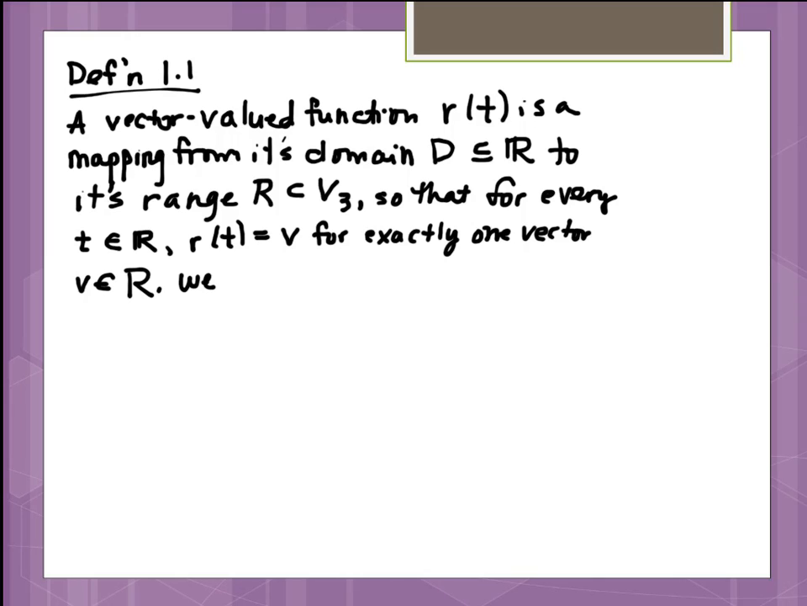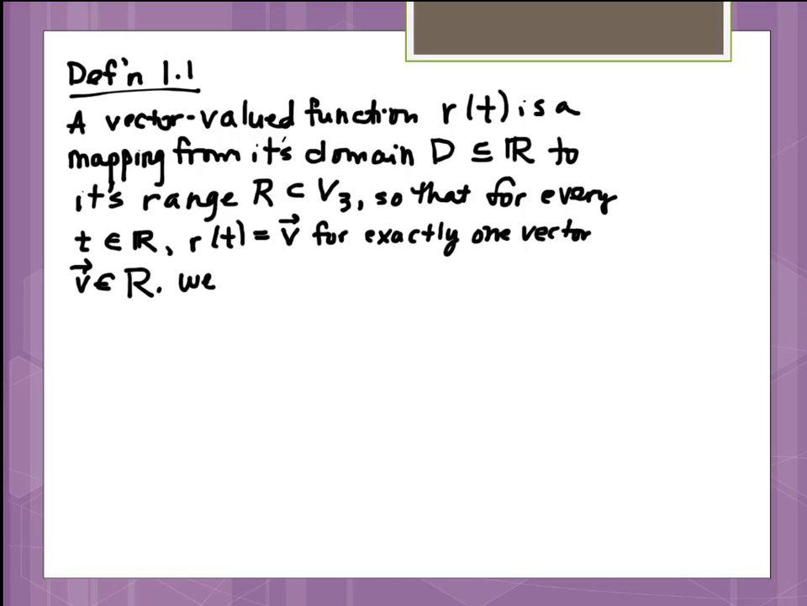V a vector? Yes. This is what happens when I don't have the pretty type, right? You can't see the vectors very well. I'm going to do an arrow on top. Yeah. Yep. One vector v. Okay, that work?